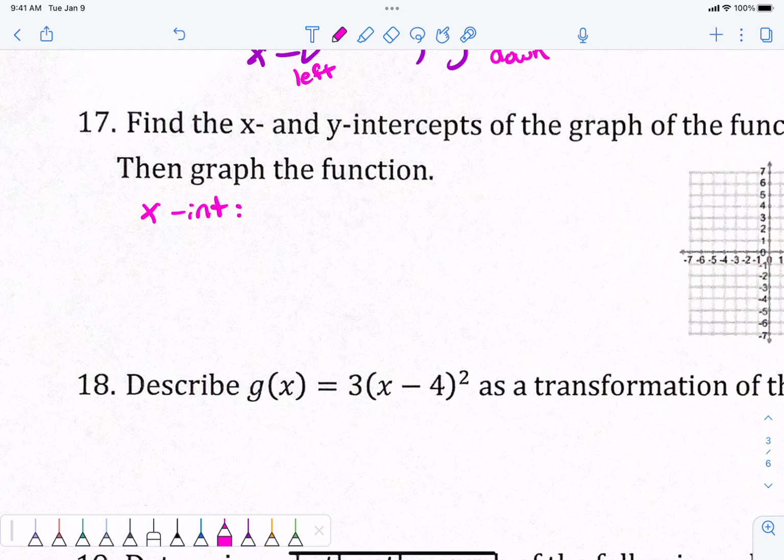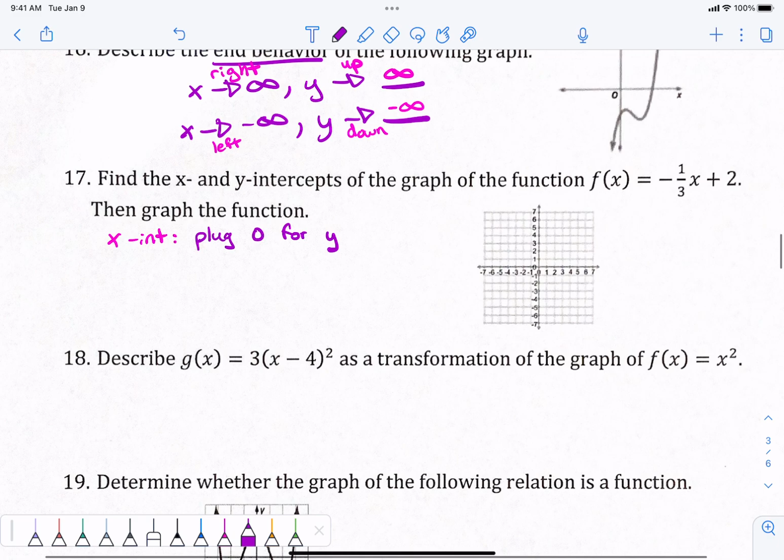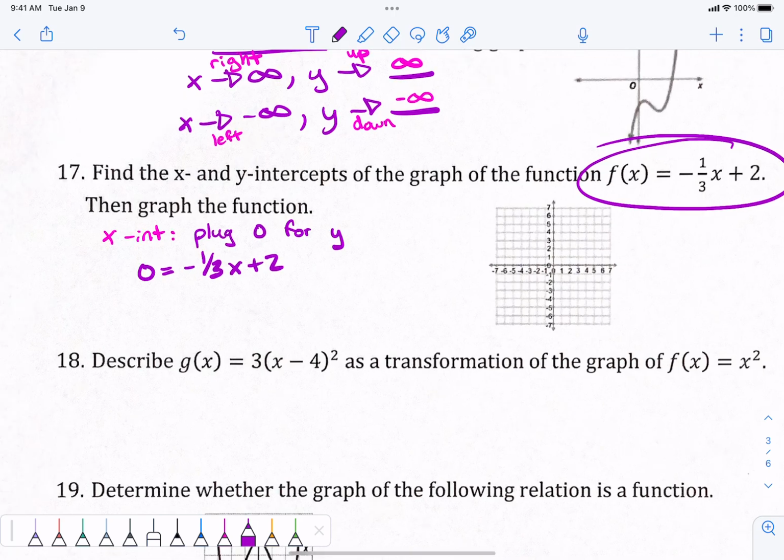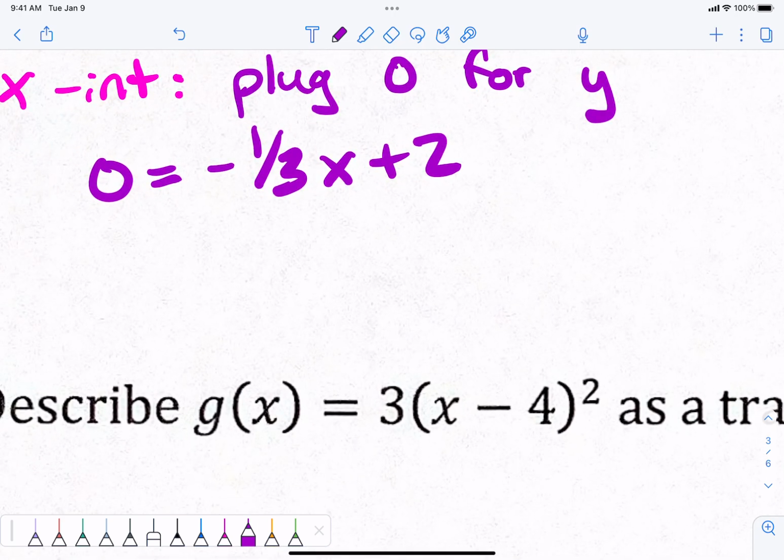How do you find x-intercepts? Y equals 0. You plug 0 for y. So let's do that over here. If we plug 0 in for y for this function, we get 0 equals negative 1/3 x plus 2. Now let's solve for x.